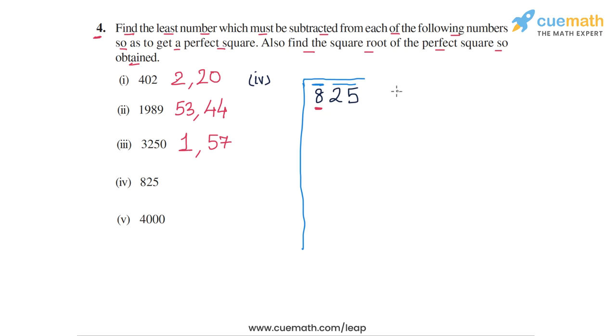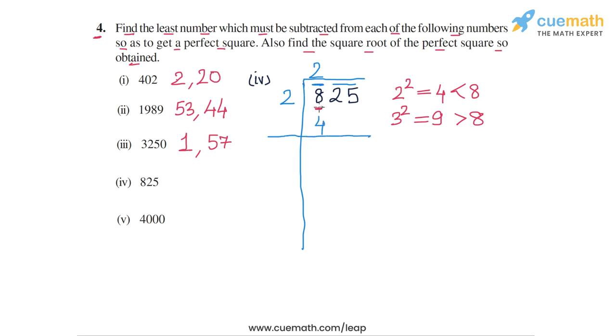So that largest possible digit is 2, because 2 square is equal to 4, which is less than 8. But if you took the larger digit, the next digit 3, then 3 square is 9, which becomes greater than 8. So you will have to take 2. So 2 becomes our first divisor and also the first digit in the quotient, and 2 into 2 is equal to 4.